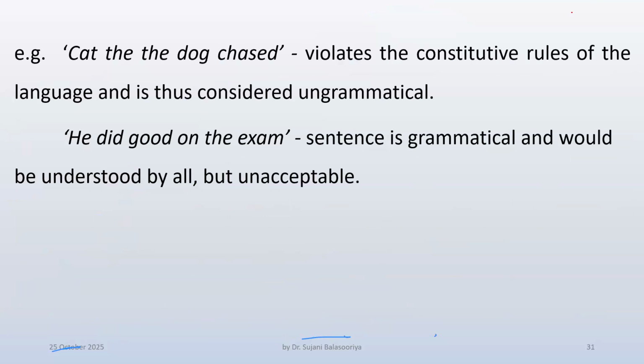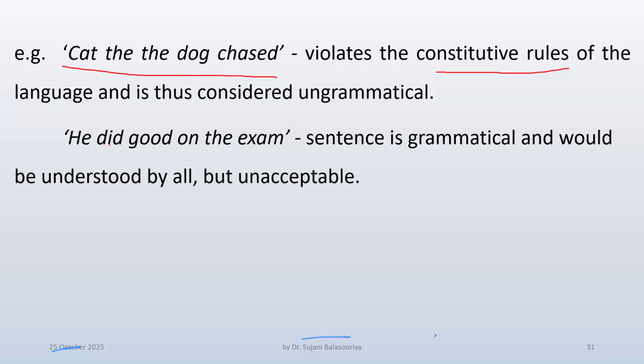Now you have this example. Just have a look at this example. Had the dog chased? This is the sentence. This sentence violates constitutive rules, means descriptive grammar. Therefore, this sentence is ungrammatical, right? And what do you think about the second sentence? He did good on the exam.